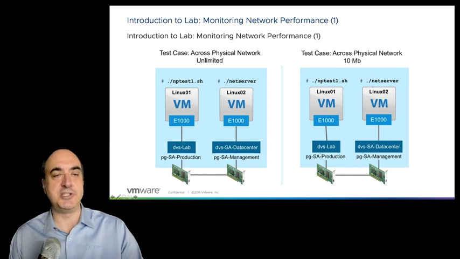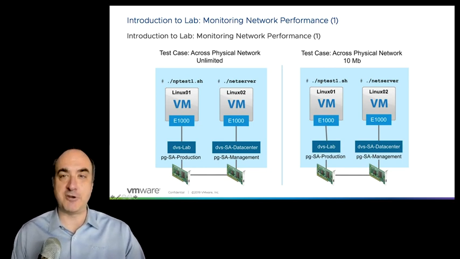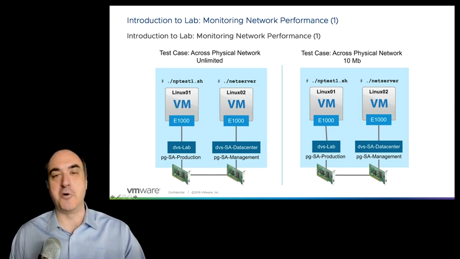Then in the second case, you're going to simulate contention and congestion by enforcing traffic shaping on our distributed switches, basically shrinking it down to 10 megabits. So that one actually becomes quite predictable. Your bandwidth is going to go way down, lower than 10 megs, because you've capped it at 10.